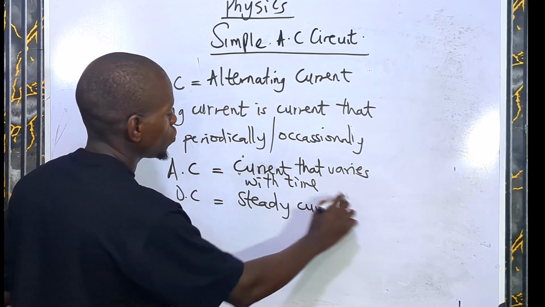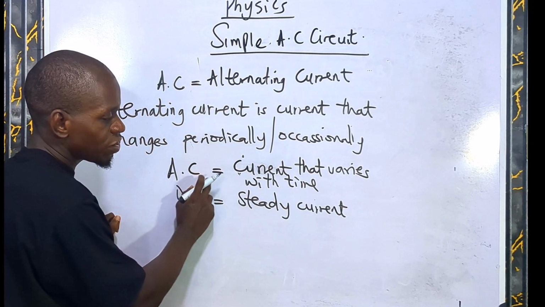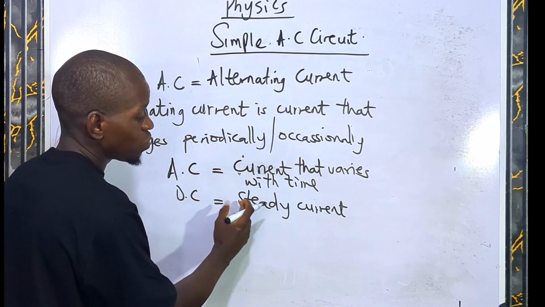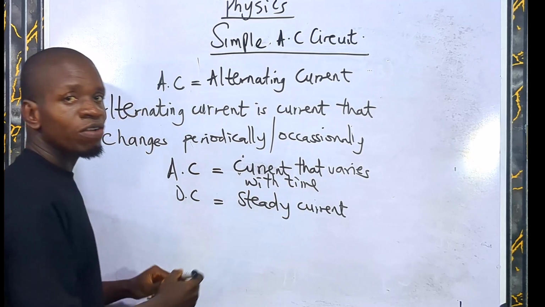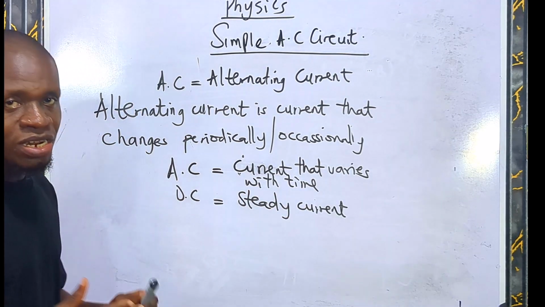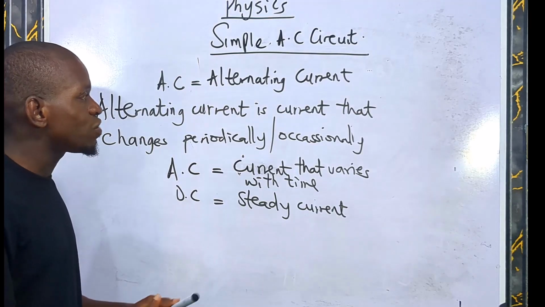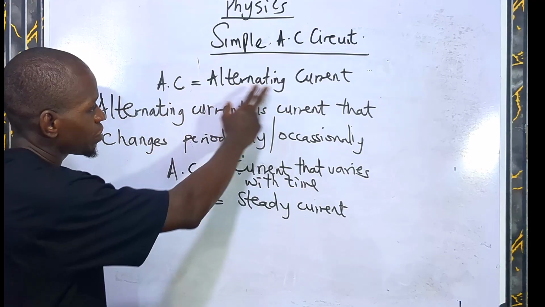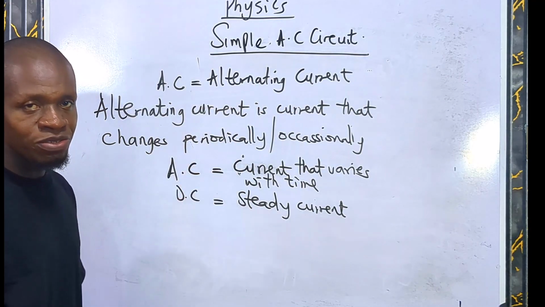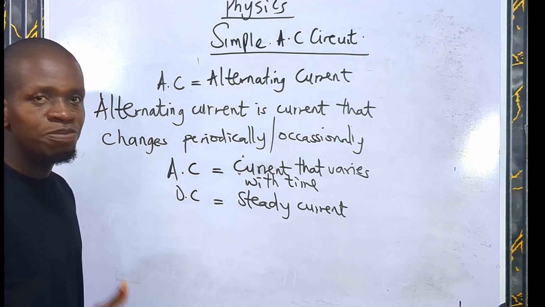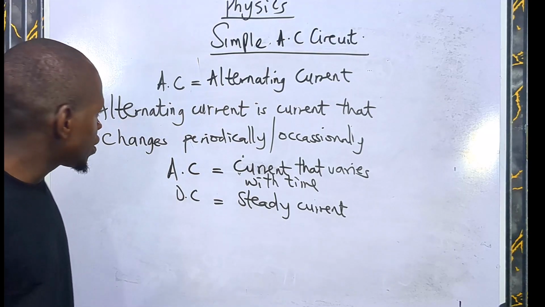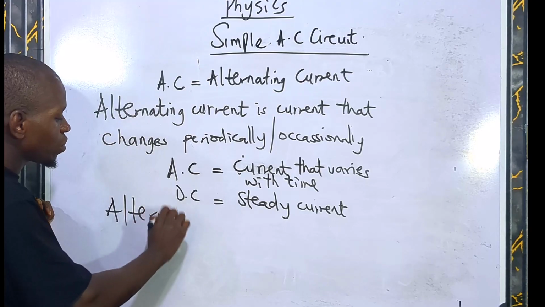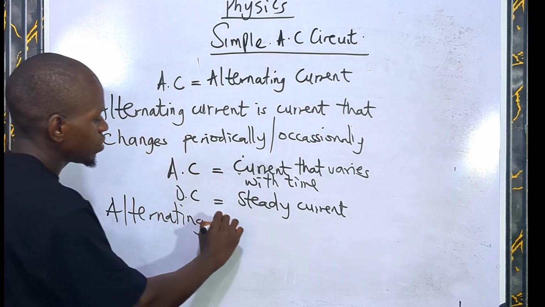So the difference between both of them is that alternating current is current that varies with time, whereas direct current is your steady current. Both of them have the same unit, and the SI unit for current remains the ampere. Now, you cannot have alternating current without something that will produce it. So alternating current is produced by what we call alternating voltage.